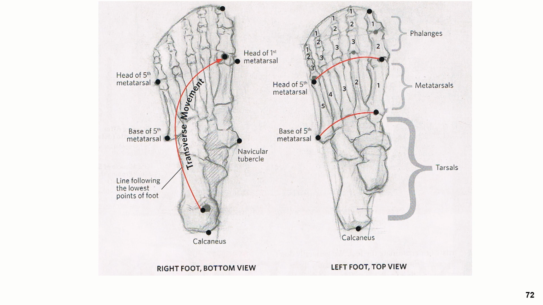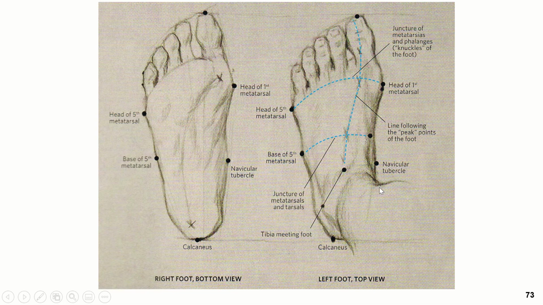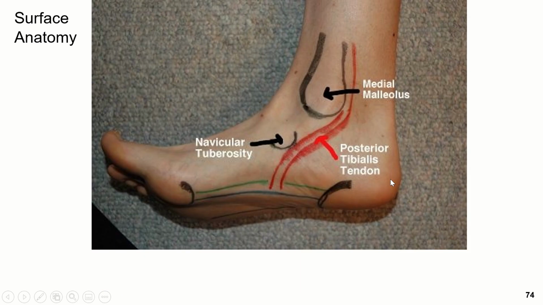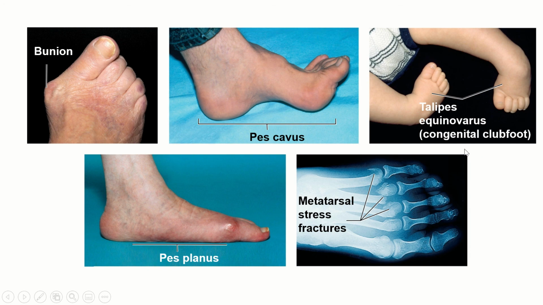Okay, so for those of you who are artistically inclined, these are the markings that help artists like draw feet. Okay, and there they all are. Okay, and this is just someone drew on an actual ankle where the medial malleolus is, a little tubercle on the navicular, and then we'll come back and we'll talk about these tendons that run along the foot.